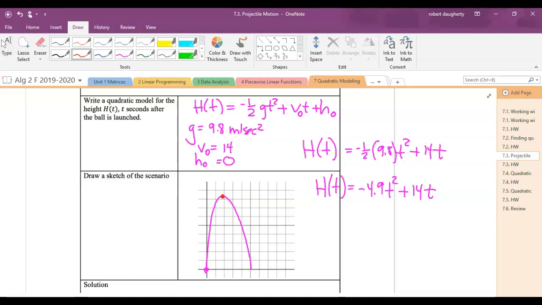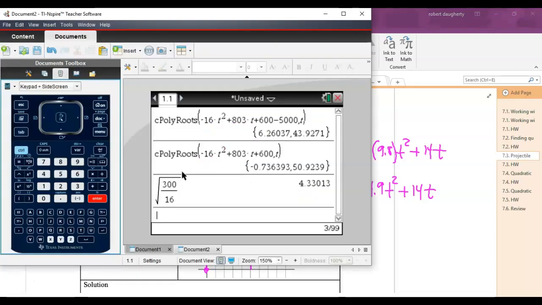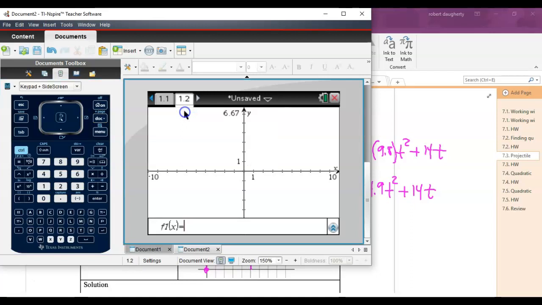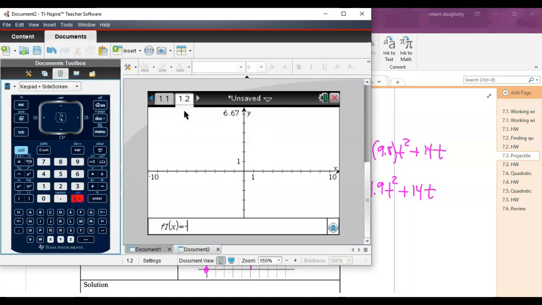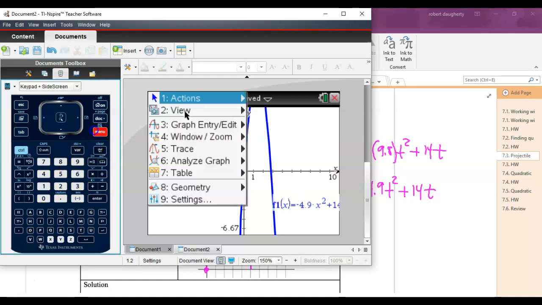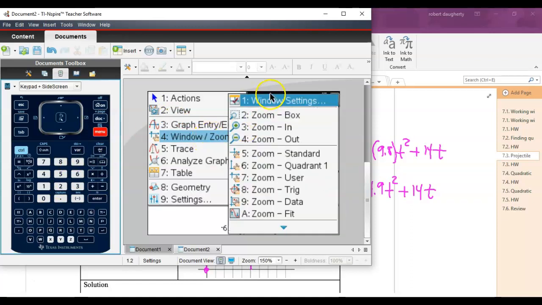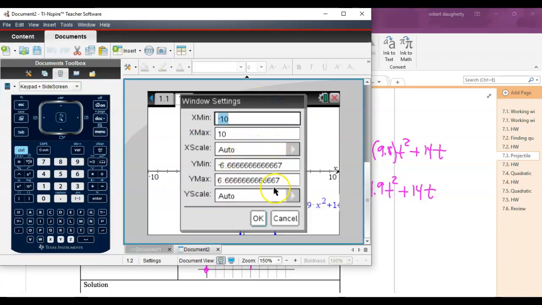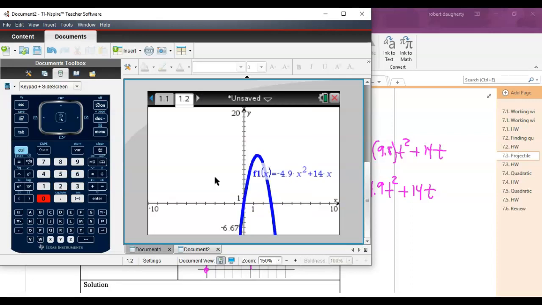I've got a couple ways of doing this. If I've got my calculator, I could graph this. I could enter negative 4.9 x squared plus 14x, it's always x's on your graph. The graph is okay, but I'm missing what I want to find. So you go into menu, window settings. Let's take that y value and go higher. Menu, window settings.